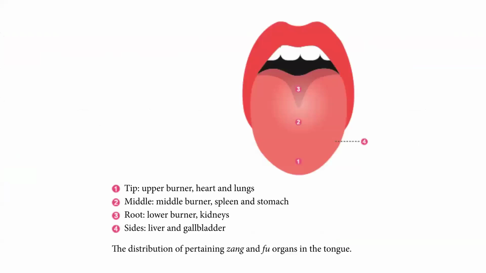Here is an illustration of the tongue and the distribution of the pertaining Zang-Fu organs in the tongue. Number 1, the tip, corresponds to the upper burner, the heart and the lungs. Number 2, the middle, corresponds to the middle burner, the spleen and the stomach. Number 3, the root, corresponds to the lower burner, the kidneys. And number 4, the sides, corresponds to the liver and the gallbladder.